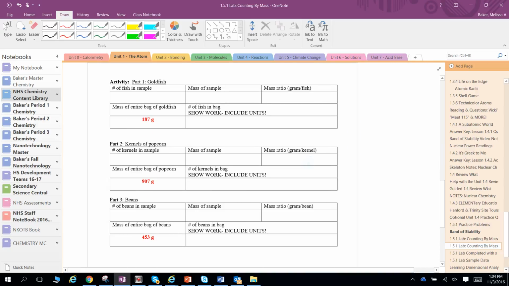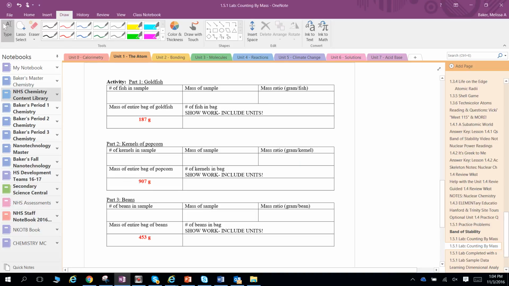Then for the last part of the lab, we had different samples of goldfish, popcorn kernels, and we actually used peas for today. An entire bag of goldfish weighs 187 grams. So we figured out the number of fish in a sample size, like 10 goldfish, and based on how much 1 goldfish weighs, we were able to do some math, just like the rice above, and figure out how many goldfish were in a bag, how many kernels of popcorn are in a bag, and how many split peas there were in a bag.